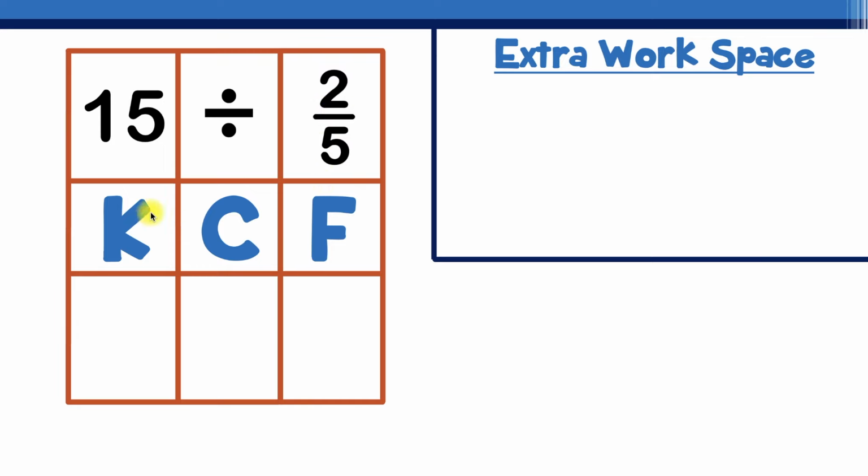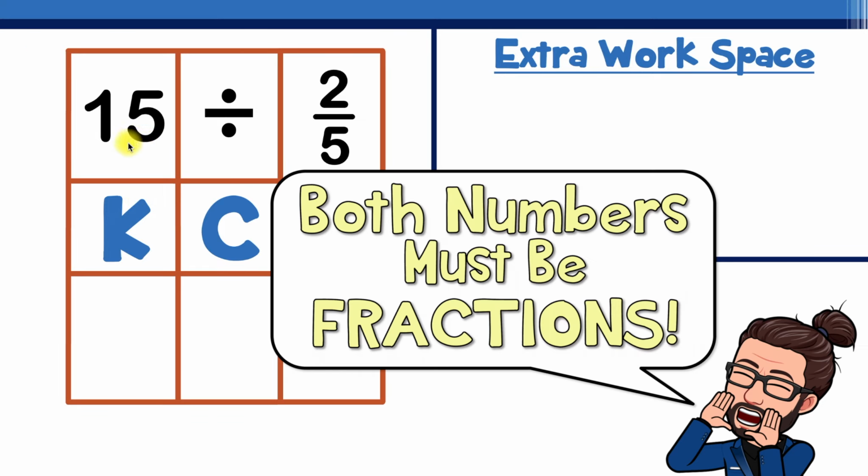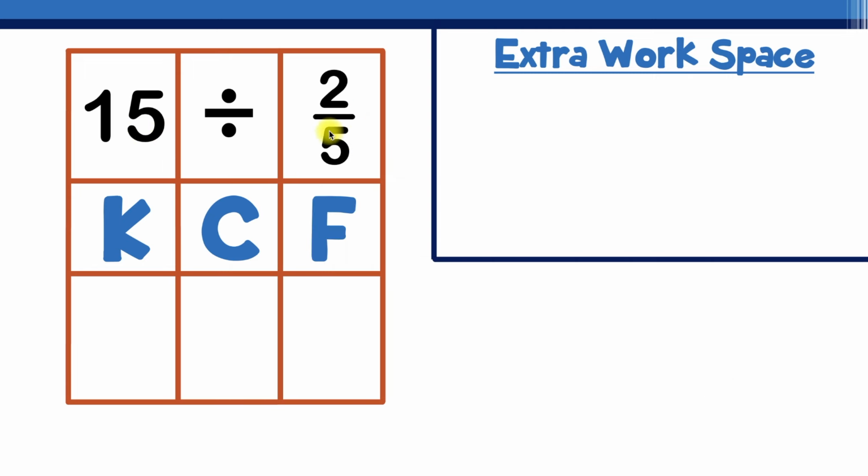But before we can even use KCF, we gotta make sure that both of the values we're using are fractions. This 2 over 5 is just fine, but this 15 has got to go. In order to turn this 15 into a fraction, because it's a whole number, we're going to have to put it over 1. So instead of 15, we'll get rid of that and replace it with 15 over 1. Now that everything is a fraction, all we've got to do is use KCF.